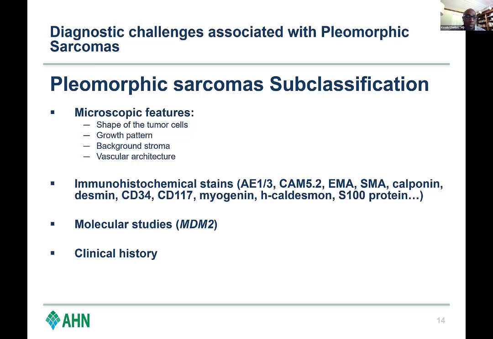And finally, clinical history. Clinical history is very important. If we think we have a pleomorphic sarcoma in a patient with a known history of carcinoma, it would actually be more helpful to try to rule out carcinoma than to diagnose a sarcoma, because common things are common.